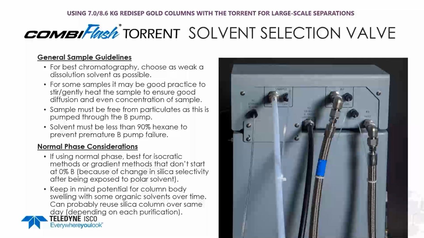The other thing you want to be aware of is that the column body can swell with some organic solvents over time, like hexane. Now, if you're doing back-to-back purifications over the same day, it's probably not a big deal to reuse the column. But if you're doing it over multiple days, you need to be aware that you should be storing your columns in IPA, and that may change the selectivity of your column over time as well for your silica. But for the reusable columns, you want to make sure you're storing your columns properly.